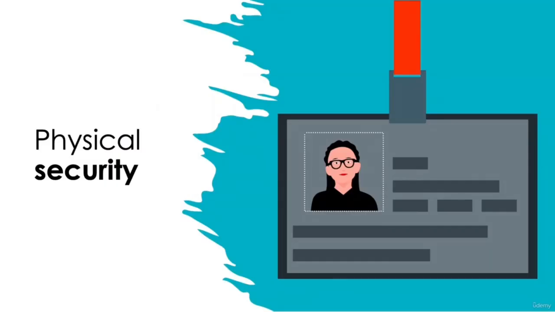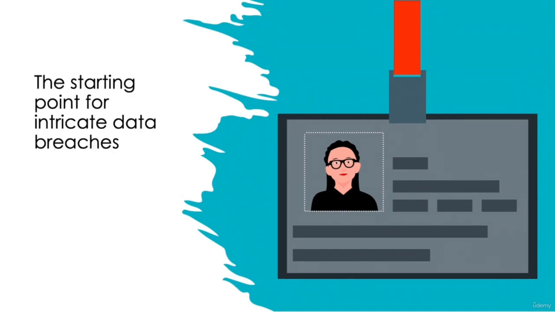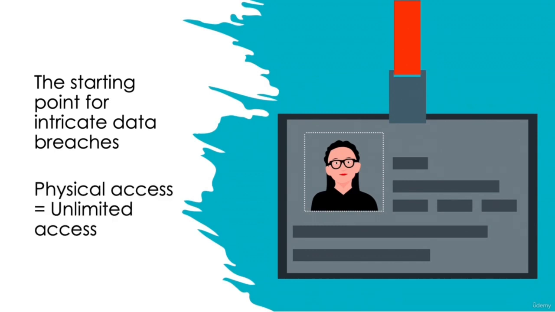Physical security. Physical security is such a commonly overlooked area in data security, and yet it's very often the starting point for intricate data breaches. For sophisticated hackers, having physical access to your device is just like opening a treasure chest for them. It will give them access to all the data stored on that device and potentially access over the company network. That's why it's so important to take the right steps in protecting yourself and your company from potential data breaches, which are much less sophisticated than you might think.